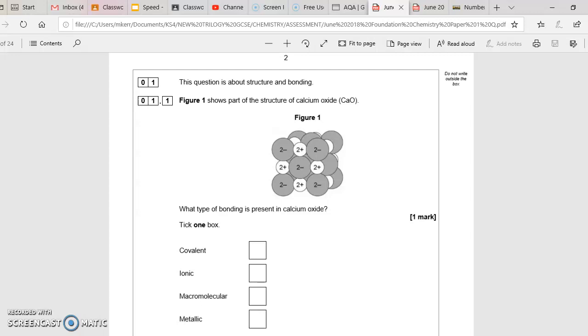Figure 1 shows part of the structure of calcium oxide. What type of bonding is present in calcium oxide? Please pause your video and answer the question.